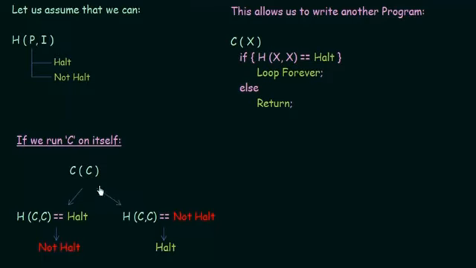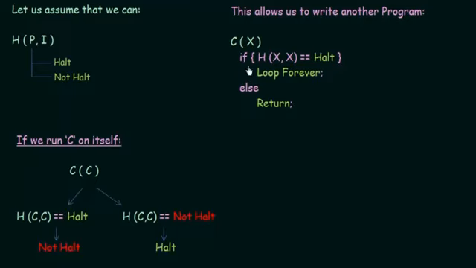Yes, we can do something like this. This is possible. So if I run C on itself, let us see what is going to happen. So this is the function C. Let us look here and see what will happen. We see that in C there are two possibilities, the if part and the else part. So let us write down these two possibilities.